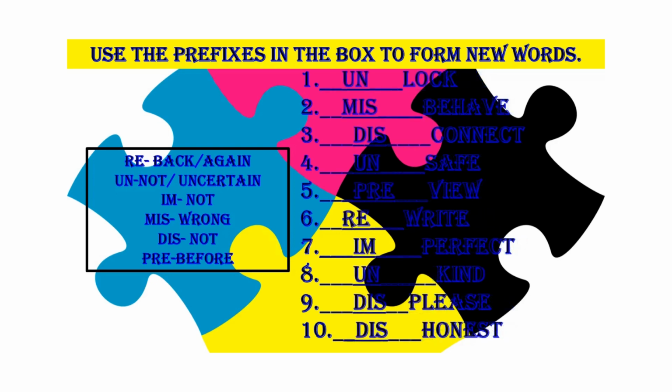Now let's take a look at some of the new words that we would have created. Number 1, unlock. Number 2, misbehave. Number 3, disconnect. Number 4, unsafe. Number 5, preview. Number 6, rewrite. Number 7, imperfect. Number 8, unkind. Number 9, displeased. And number 10, dishonest. If you got those answers, go ahead and give yourself a round of applause.